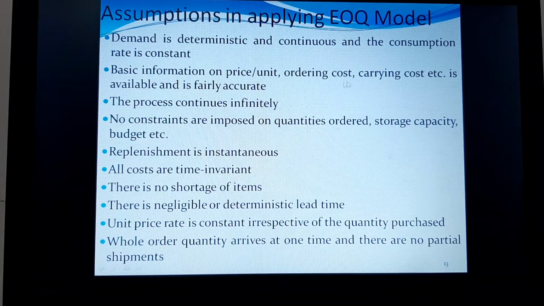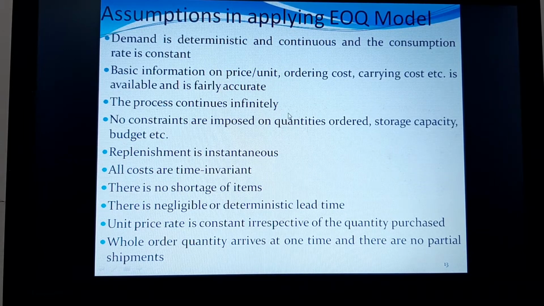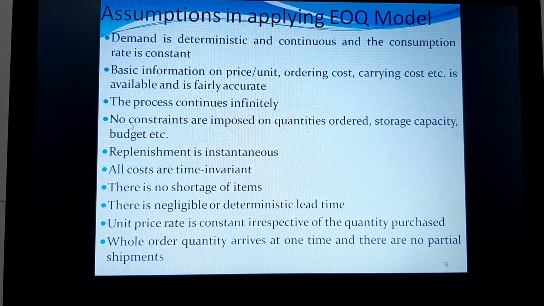If any one of these rates is lump sum, we cannot find the actual EOQ. Then the process continues infinitely. This is a continuous process. There is no change in the process. So in that case also you can apply this. No constraints are imposed on quantities ordered, storage capacity, budget, etc.